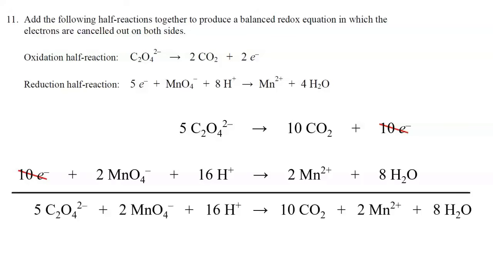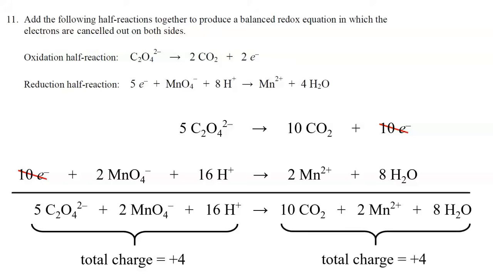So 5 ions of C2O4 2-, 2 ions of MnO4-, and then 16 H+ ions. That's a total charge on the left of +4. And on the right, we have 10 molecules of CO2, 2 Mn 2+ ions, and 8 molecules of water. That's a total charge of +4. So the atoms and the total charge are balanced. So this is our overall balanced redox equation.